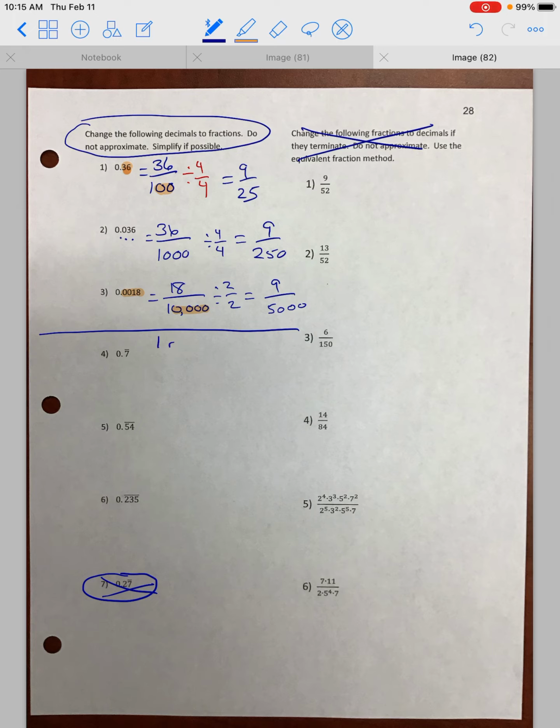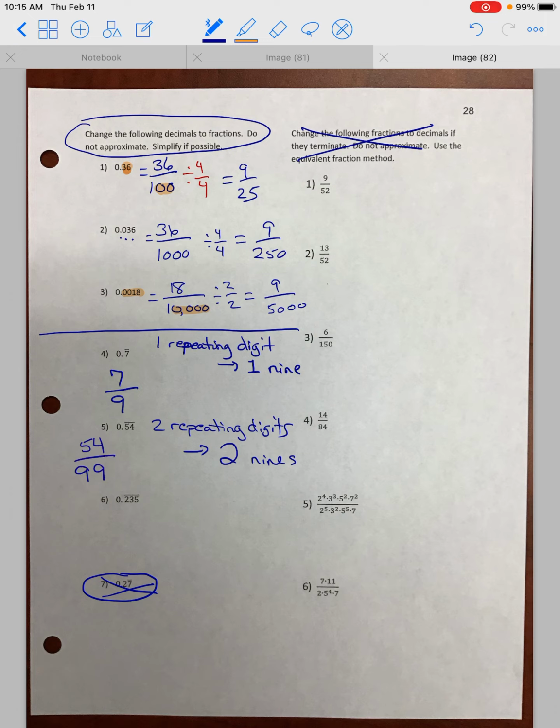It has 1 repeating digit. Oops, I can't spell today. Okay, so when you see 1 repeating digit, I want you to think 1 9. Okay, so 0.7 with a bar is going to become 7 over 9. And if you have 2 repeating digits, I want you to think 2 9s. All right, so this would be 54 over 99.